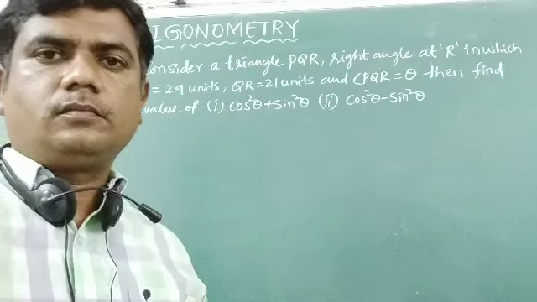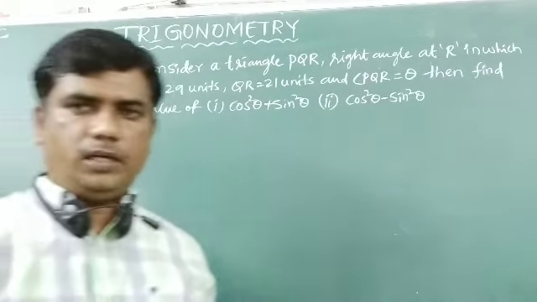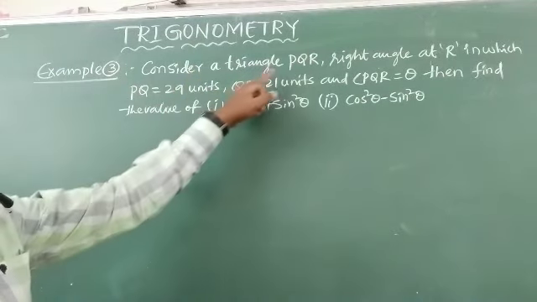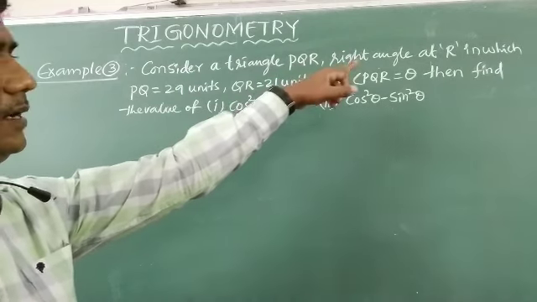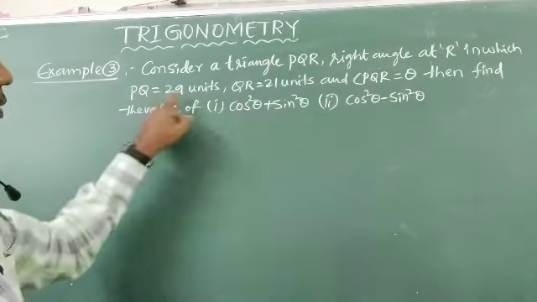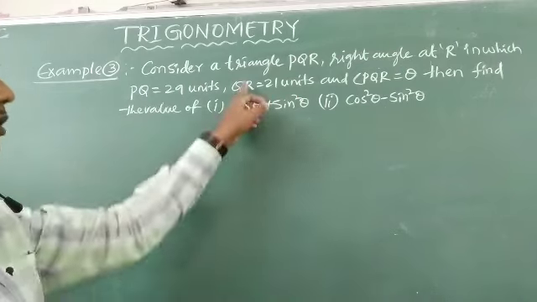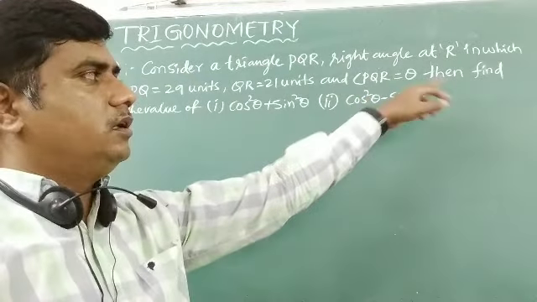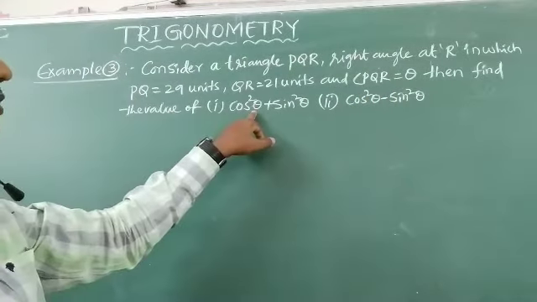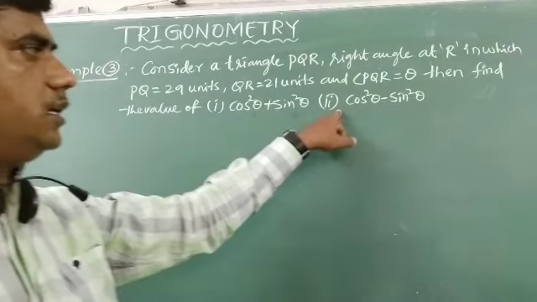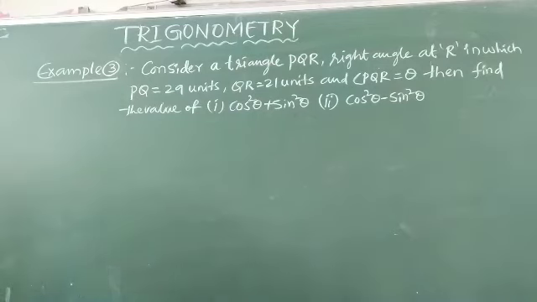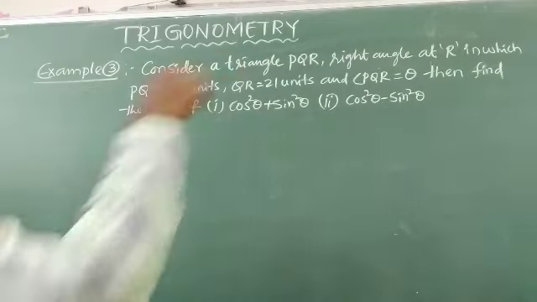Next, example number 3. The question is: consider a triangle PQR, right angle at R, in which PQ equals 29 units, QR equals 21 units, and angle PQR equals theta. Then find the value of cos square theta plus sin square theta, and second, cos square theta minus sin square theta. This is your question.